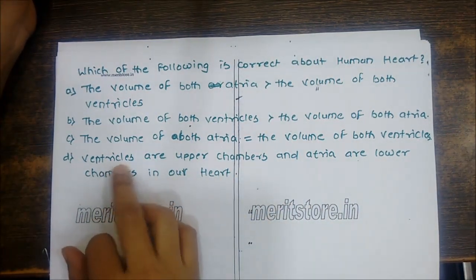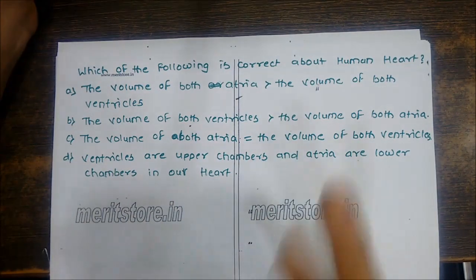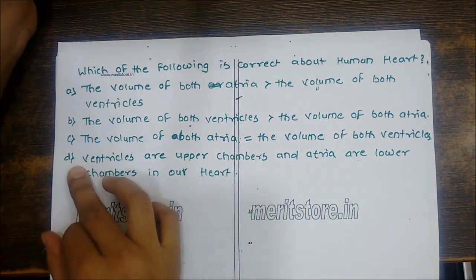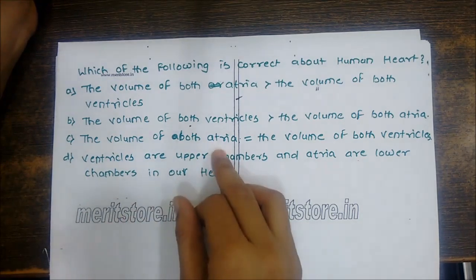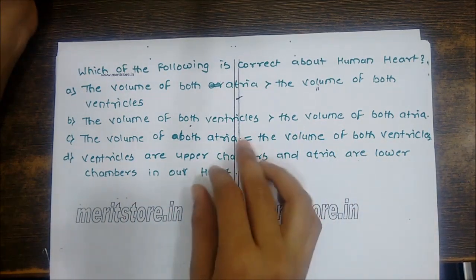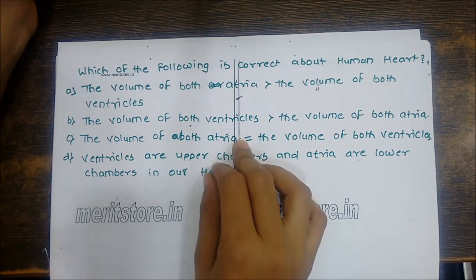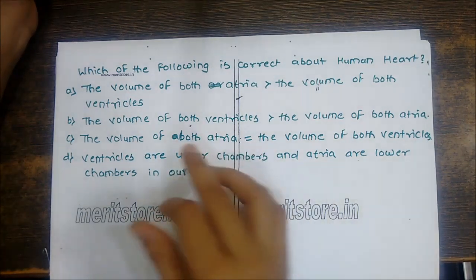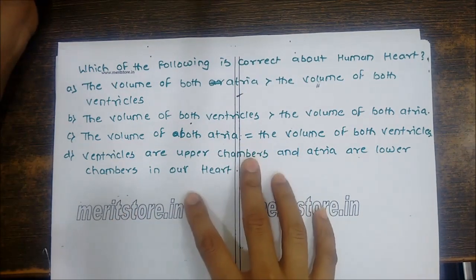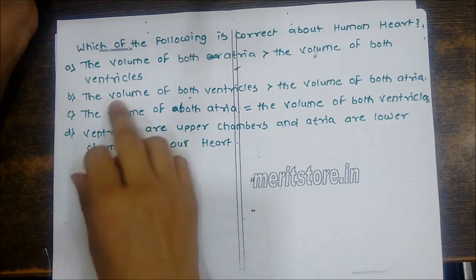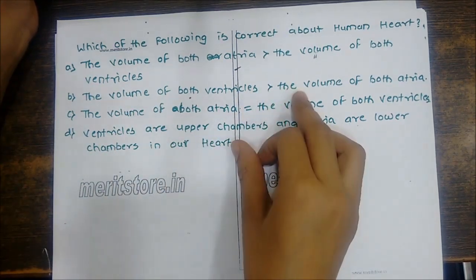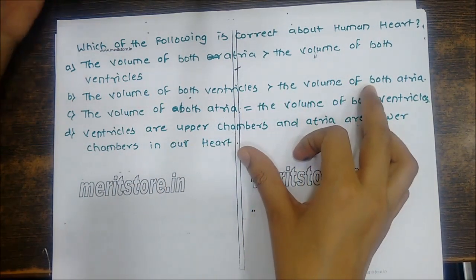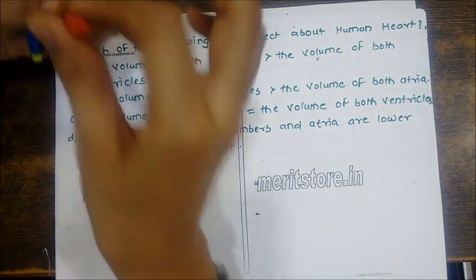We know that ventricles are the lower chambers and atria are the upper chambers in our heart, so this statement is wrong. The volume of both atria and ventricles can't be equal because they have to pump the blood into different organs. So it can't be true. The volume of both ventricles is greater as compared to the volume of both atria. The answer is B.